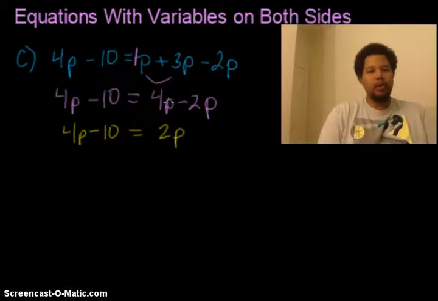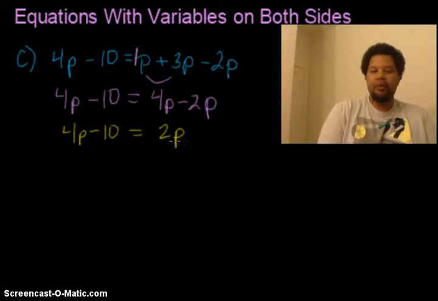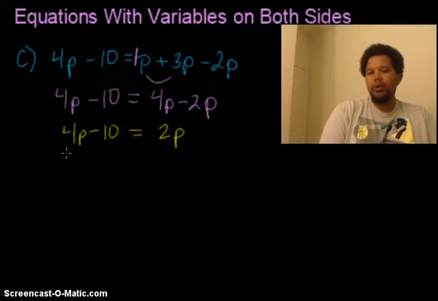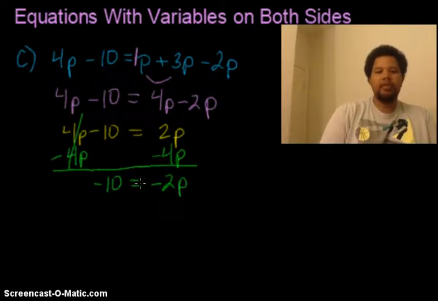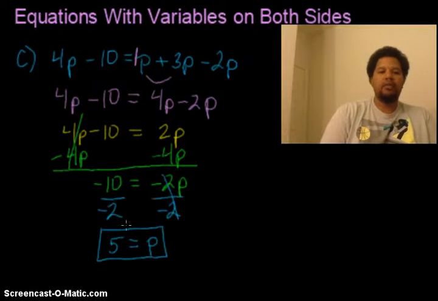Usually at this point I would try to eliminate the variable term that's smaller, but if I did, I would be left with 0 over here on the right side. So in this case, I'm going to eliminate the 4p, giving us negative 10 equals negative 2p. And now I want to cancel out the negative 2 times the p, so I'm going to divide both sides by negative 2, giving us the answer of 5 equals p.